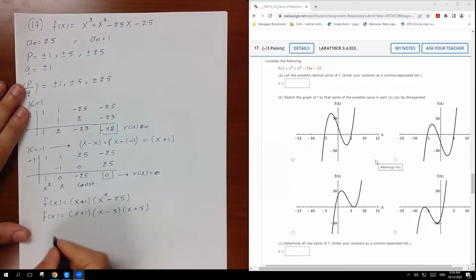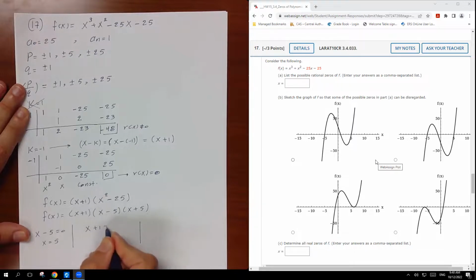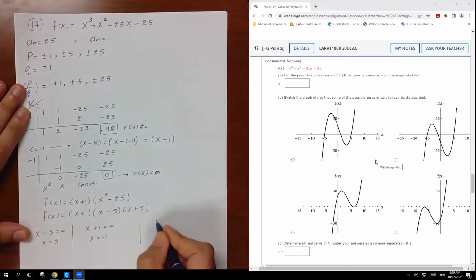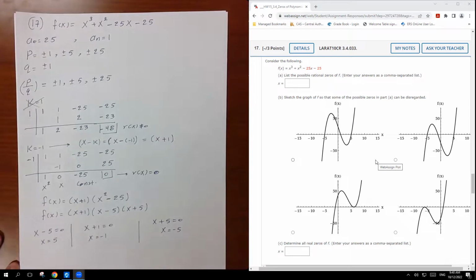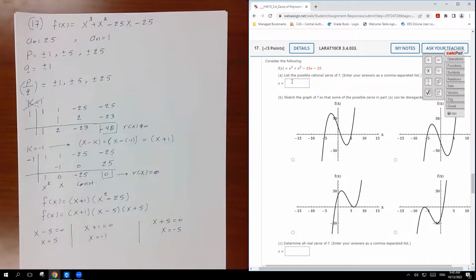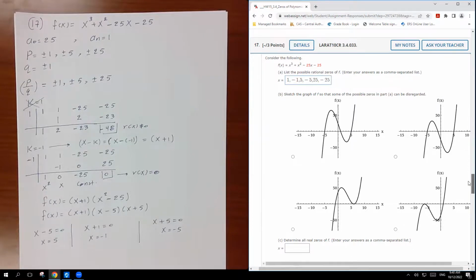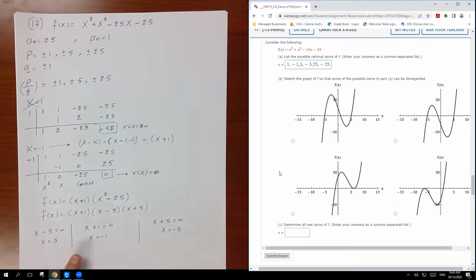That means we have 3 zeros. x minus 5 equals 0. So x is going to be equal 5. And x plus 1 equals 0. That means x equal negative 1. And x plus 5 equals 0. That means x equal negative 5. So 3 zeros. The possible zeros here, we have to write down the positive and negative. So 1, comma, negative 1, comma, 5, comma, negative 5, comma, 25, comma, negative 25. These are the possible zeros. Now we already know we have 5, negative 1, and negative 5.